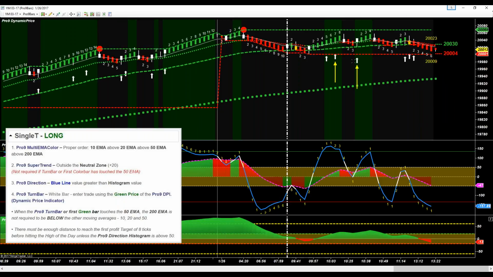So our most ideal point of entry will be the DPI that created the turn bar for the single T or continuation, dot trend, and divergence reversal. All 4 of those use a turn bar, and we want to enter with the DPI that created the turn bar. That's the most ideal entry for these trades. We can also, if for some reason we cannot get in on the turn bar, enter on the DPI that creates the first color bar.